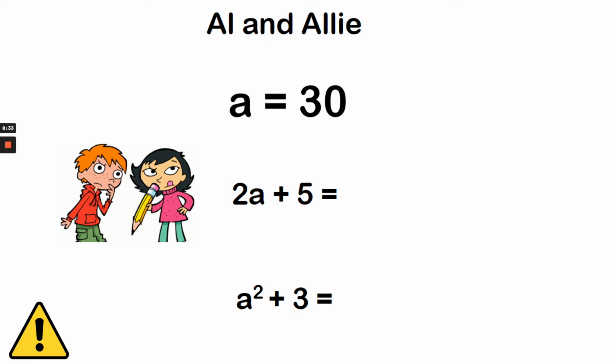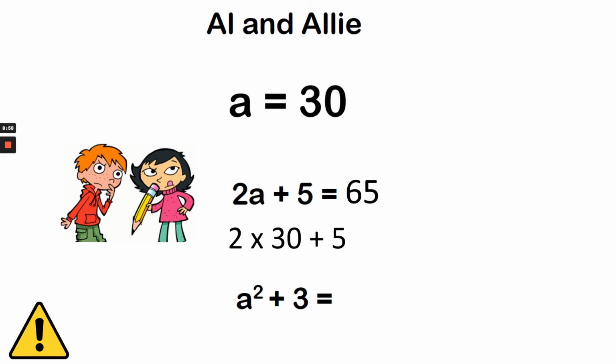Do you remember from our previous sessions where you see a number right next to a letter? It's telling us that they need to be multiplied. 2A means 2 times A. A equals 30, so 2 times 30 plus 5. 2 times 30 I solve first, that gives me 60, plus 5, 65. Fabulous job if you got that one, Year 6.